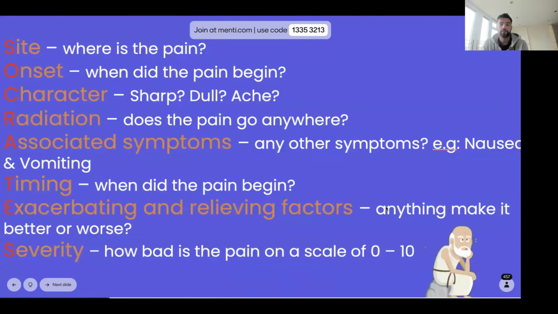All right. And then exacerbating and relieving factors. So what makes the pain better and what makes the pain worse? Okay. So could it get better with painkillers perhaps? Does it get better with eating or does it get worse with eating? Does it get better or worse in certain positions the patient might be sitting in?